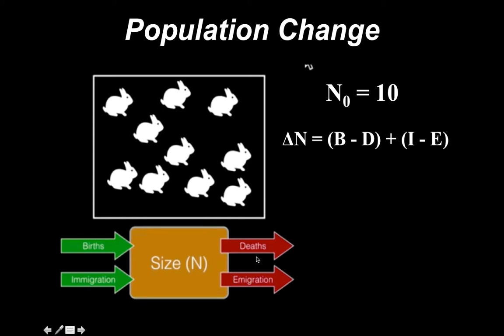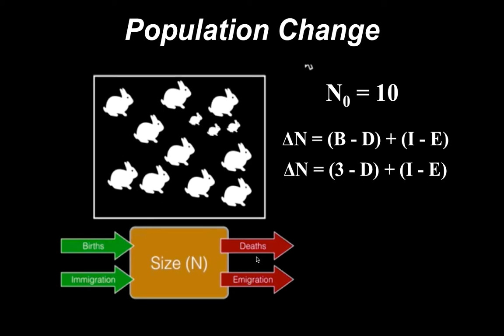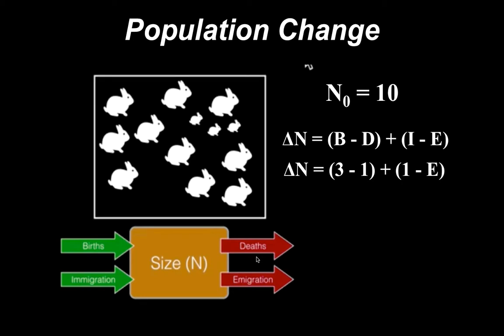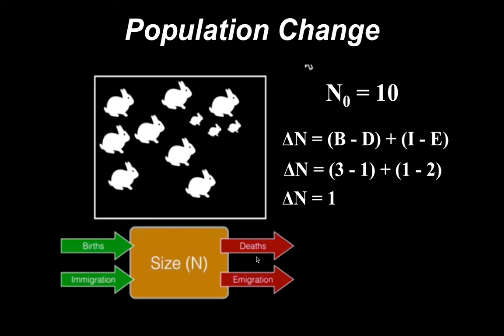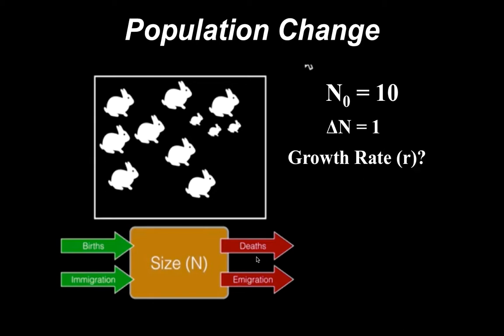Okay, so for this population of rabbits, let's have 3 rabbits are born. So my B in this case will be 3. We're going to have 1 rabbit die off, so it went away. We're going to have 1 rabbit immigrate, come into our population, and we're going to have 2 rabbits emigrate, go away from our population. So once you add those numbers and subtract, you end up getting a change of only 1 in this population.